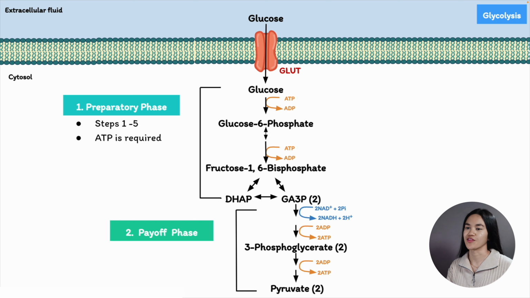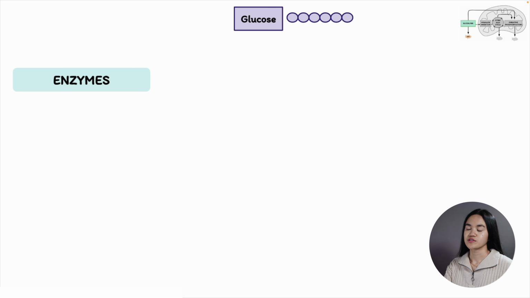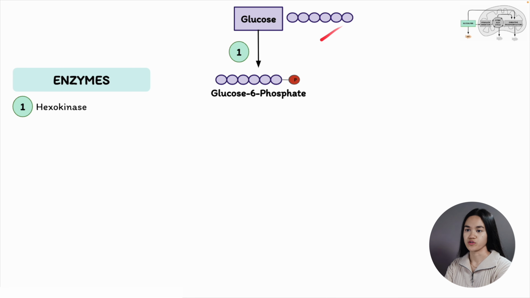Let's break this down further. Starting with glucose. Now, glucose contains 6 carbon atoms, okay? This is carbon 1, 2, 3, 4, 5, and 6. We're going to add a phosphate group to the 6 carbon of glucose. We're going to phosphorylate glucose and it becomes glucose 6-phosphate.